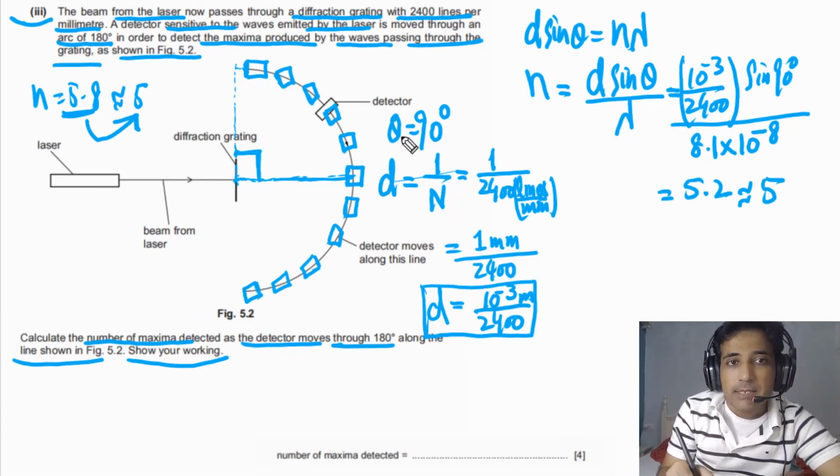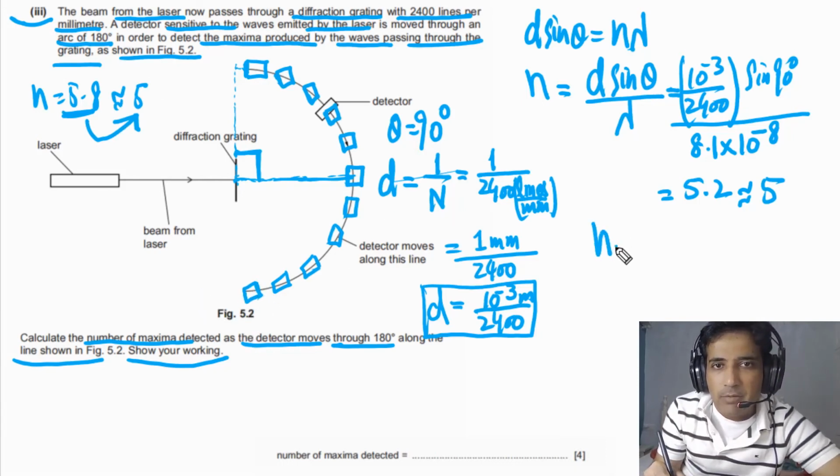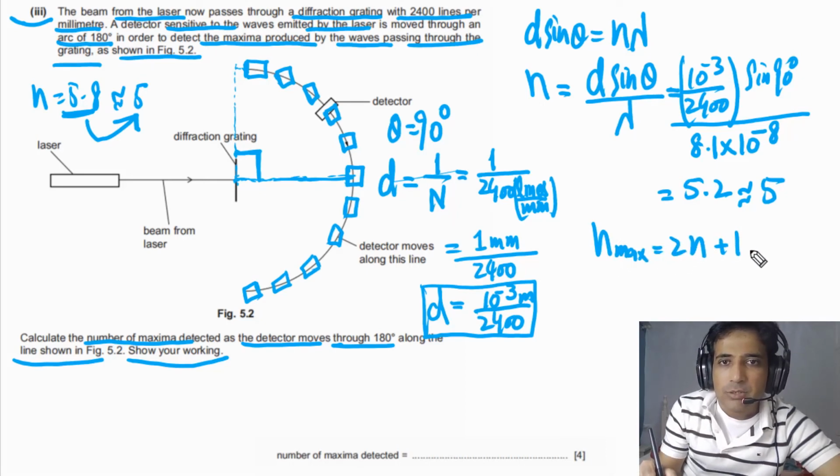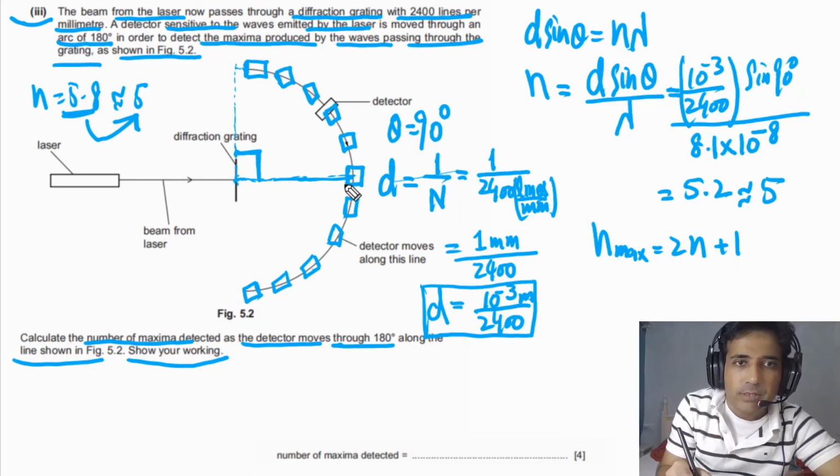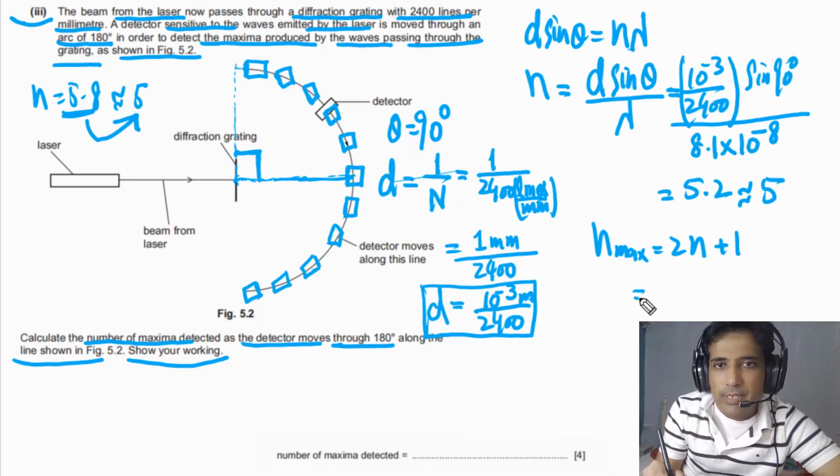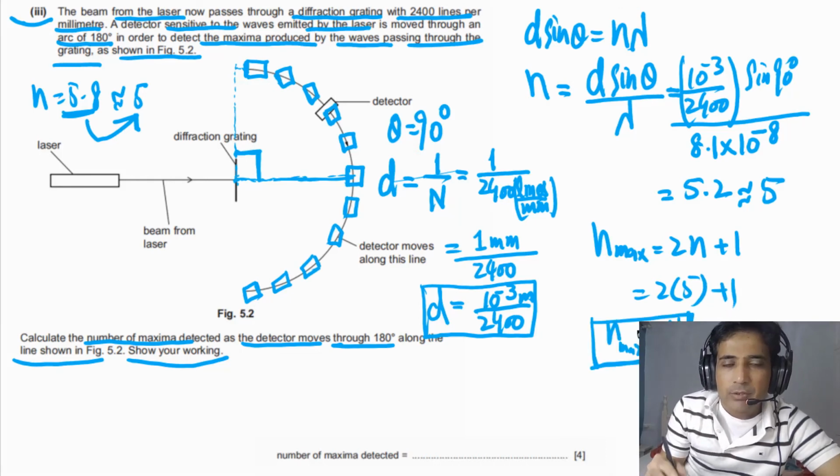The question is asking us for the total. So we can write down n max will be equal to 2n plus 1. This is the center bright fringe. So we can simply say this is 2 times 5 plus 1, which will be equal to 11. In this case, the total number of bright fringes we will see on the screen is equal to 11. So the answer for this question is 11.